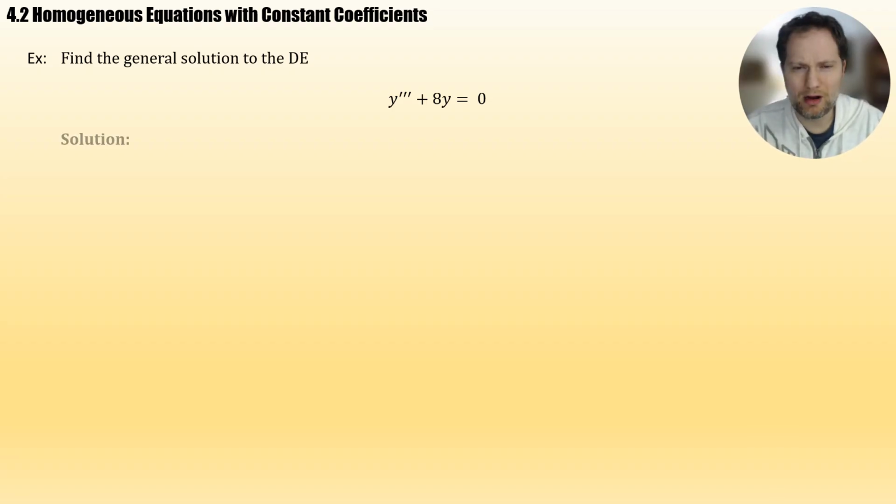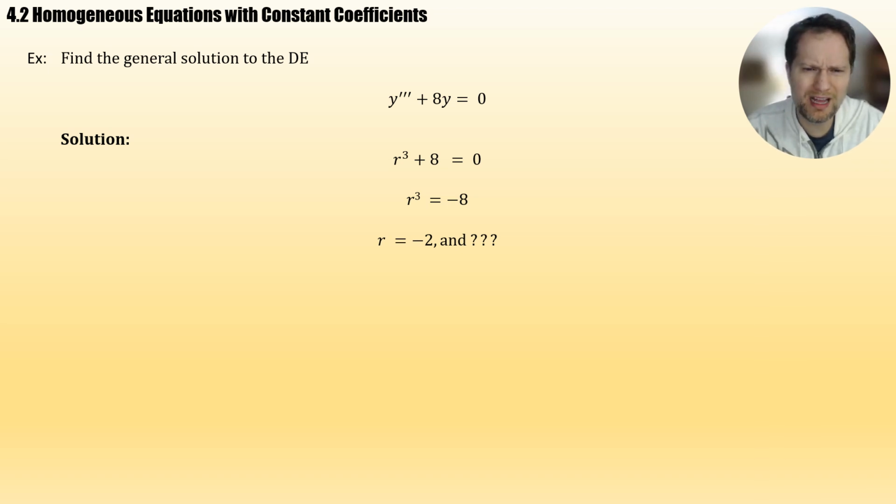This looks not too bad. r cubed plus 8, I guess. Yeah, this looks simpler than all the rest today. So how do we solve that? r cubed plus 8. We get r equals -2 as a root. And then, well, what else? We kind of expect there to be 3 roots.